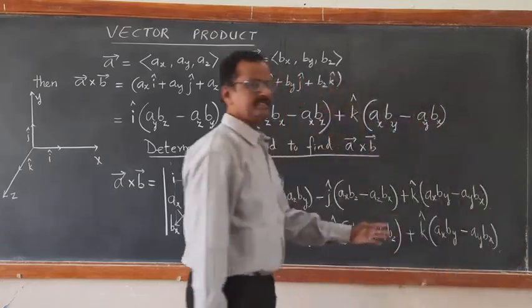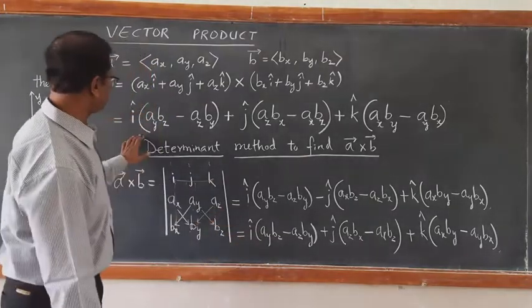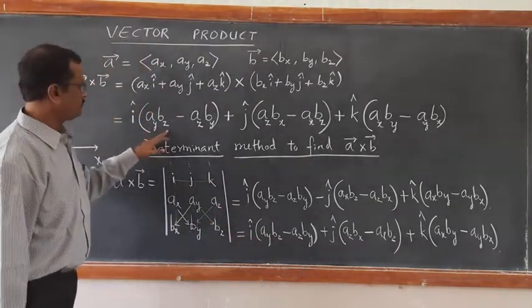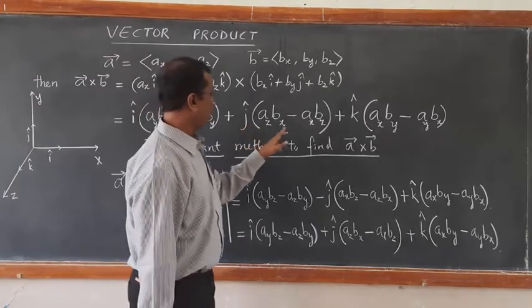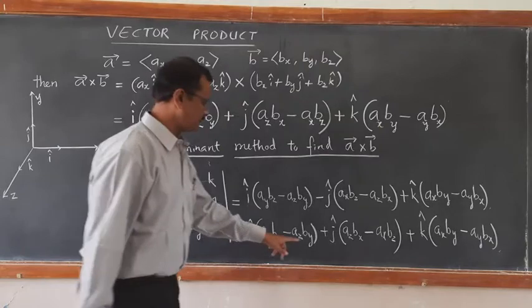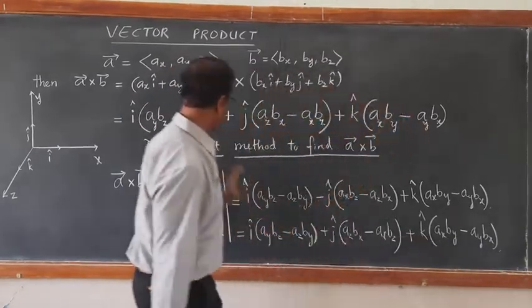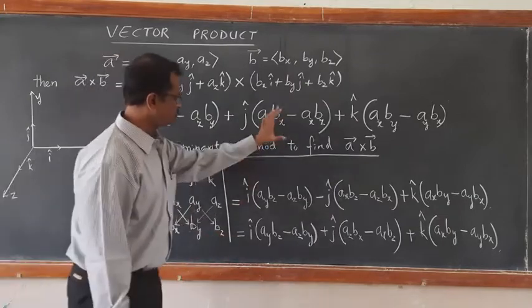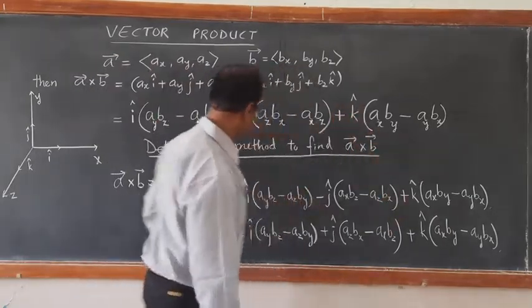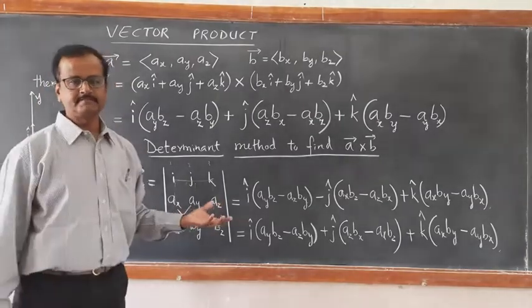So whichever is easier to remember, you must follow this, right? Now you look at this. Is it not the same? X, Y, Z, Y, Z, X, Z, X, Y, and the terms are also same. So this is a very easy method to remember the cross product.